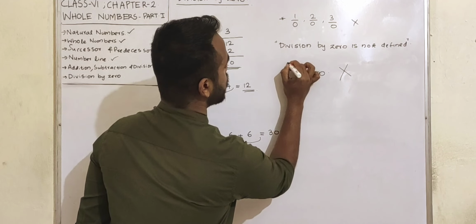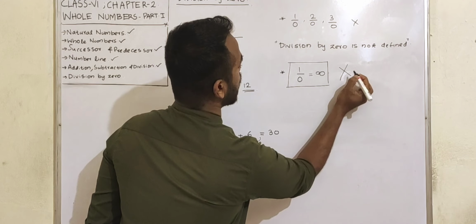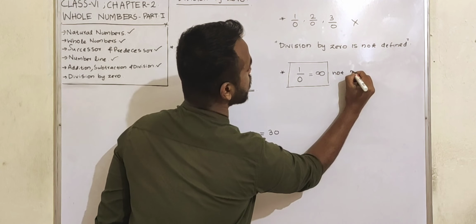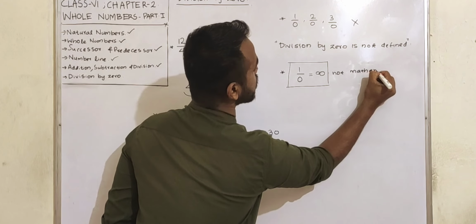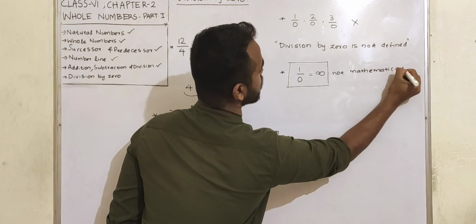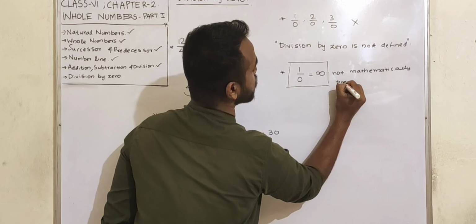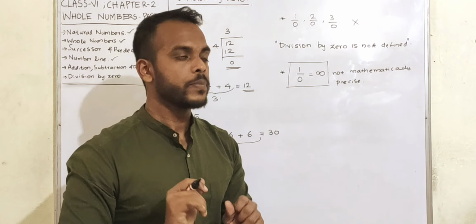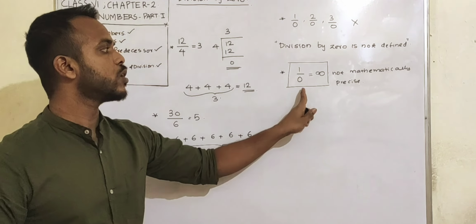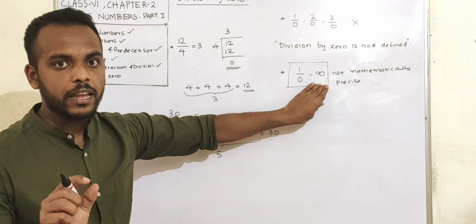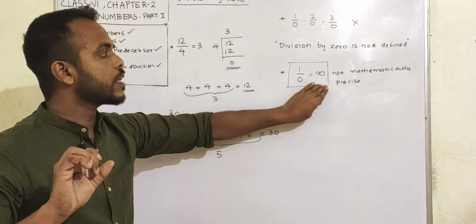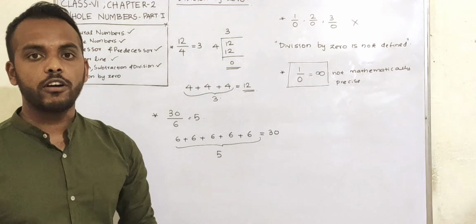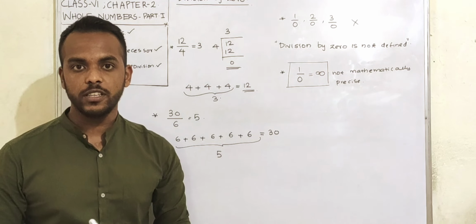So you can note this one as approximate, or not mathematically precise. Precise means correct or clear. Okay, so that's it. 1 by 0 can be written as infinity while doing problems. That's all. So this ends the first part of your second chapter, whole numbers.